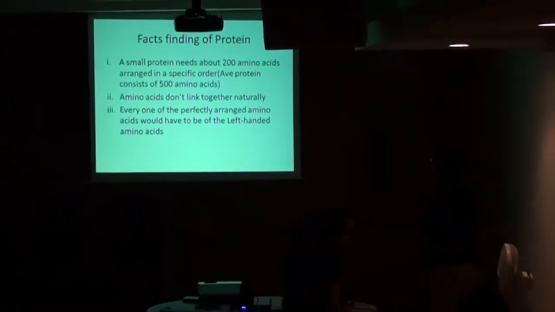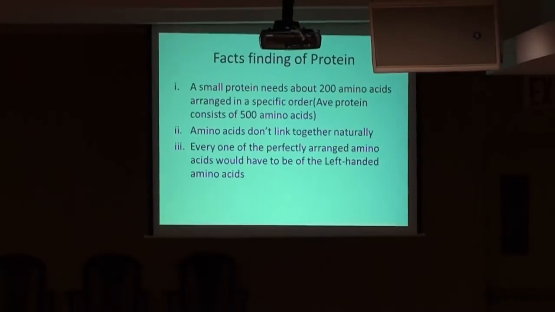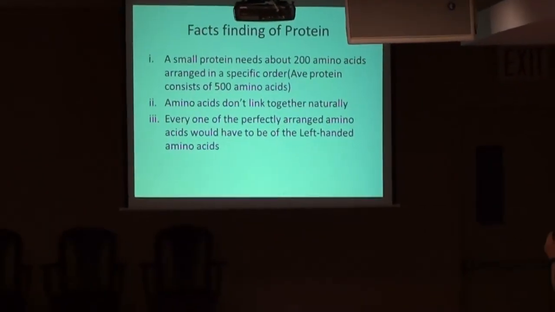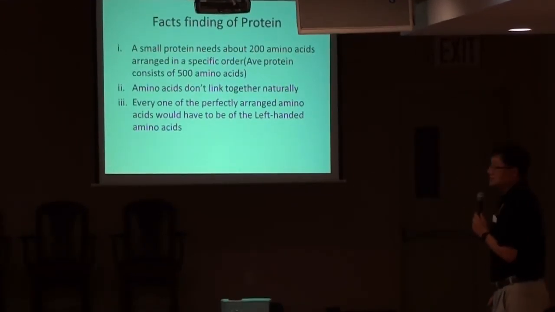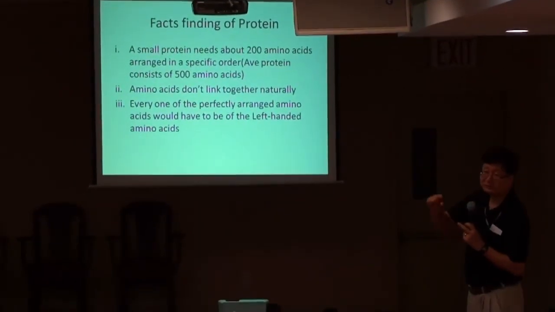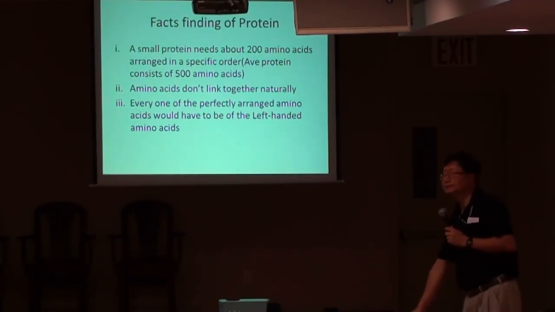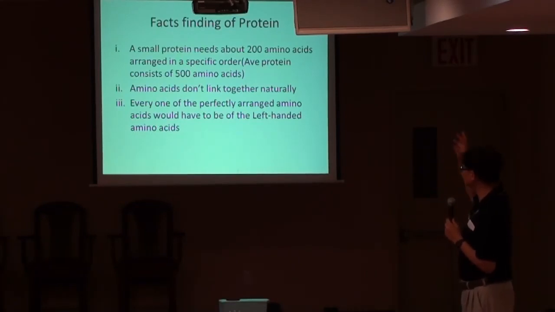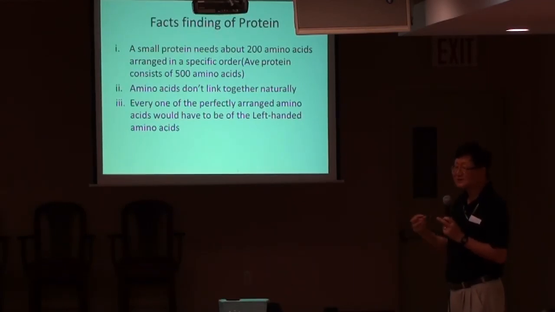So, fact finding for a protein here. A small protein needs about 200 amino acids arranged in a specific order, while the average protein consists of around 500 amino acids. So even though we have the 200 to 500 exact amino acids, they don't touch together, they don't connect together.